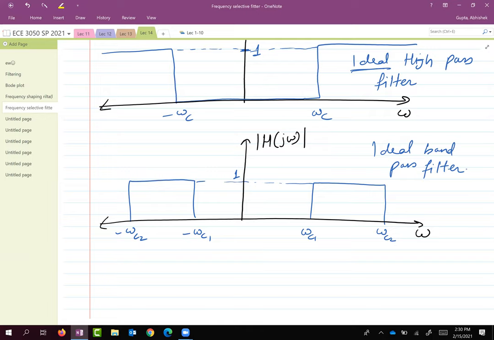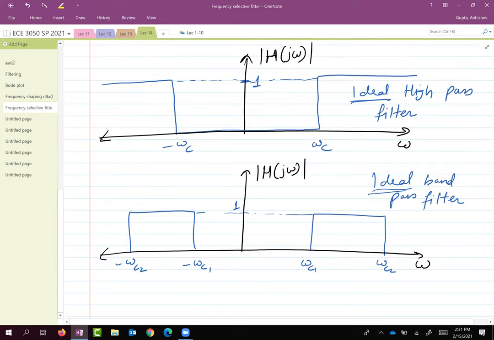So the ideal band pass filter allows certain frequencies to pass through without attenuation or amplification. So the amplitude is basically equal to one for the absolute value of H of j omega. And for other ranges of frequencies, the signal gets totally annihilated or attenuated when it goes through the ideal band pass filter. Okay, so these are all ideal filters.